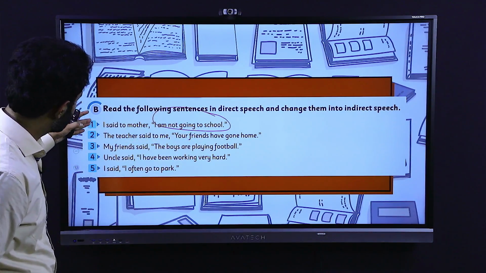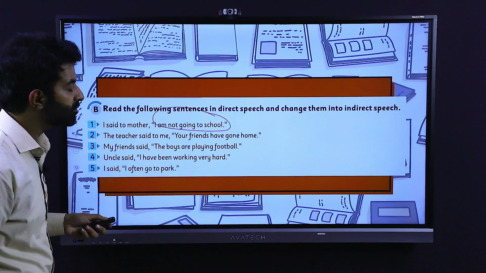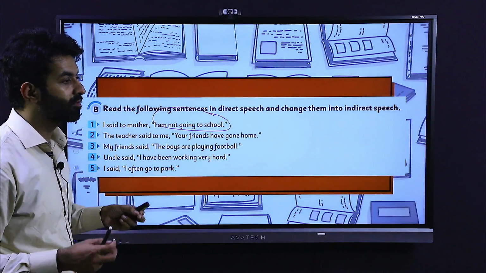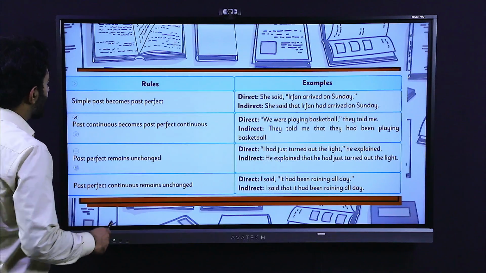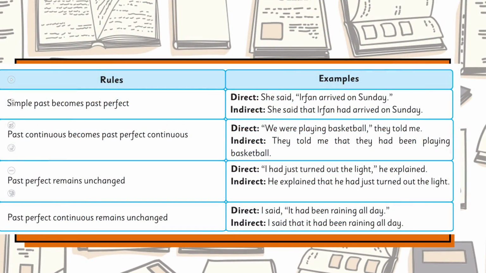You have to solve question number 2, 3, 4, and 5 by yourselves and test your understanding of a simple conversion. Now, in the same way, if you have a sentence in the simple past in direct speech and you want to change it into indirect, you change it into past perfect. Simple past becomes past perfect. She said, Irfan arrived on Sunday. She said that Irfan had arrived on Sunday. It means we are using our past perfect.